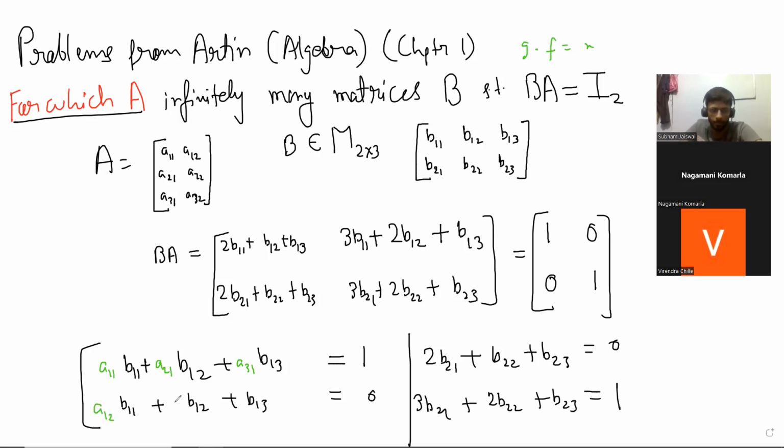Okay, we changed A, generalized A. To summarize, always good: we had a particular A, and for that particular A, we concluded that there are infinitely many B's such that BA is the identity matrix. We saw the argument there. Now we want to basically find out all those A's for which this happens.